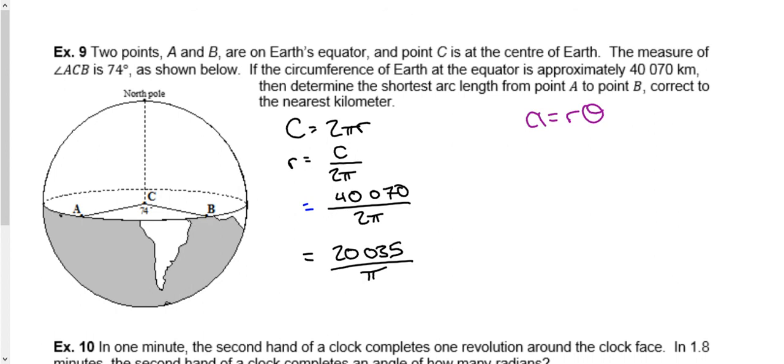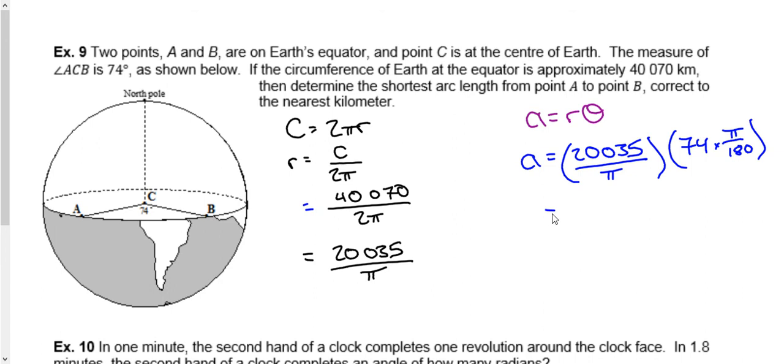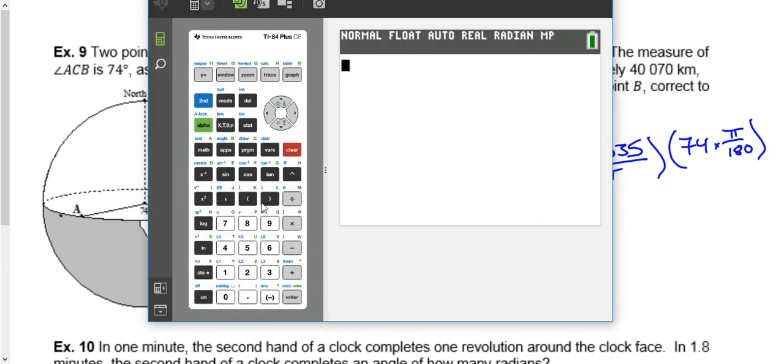So over here we want to find the arc length between A and B. So of course A is going to be equal to our radius of 20,035 over pi. And we don't have theta in this case, we have a degree of 74, so I'm going to convert that 74 into radians by going 74 multiplied by pi over 180 in here. And so here we're just going to type all this into our calculator. Try your best typing this in, and here we go.